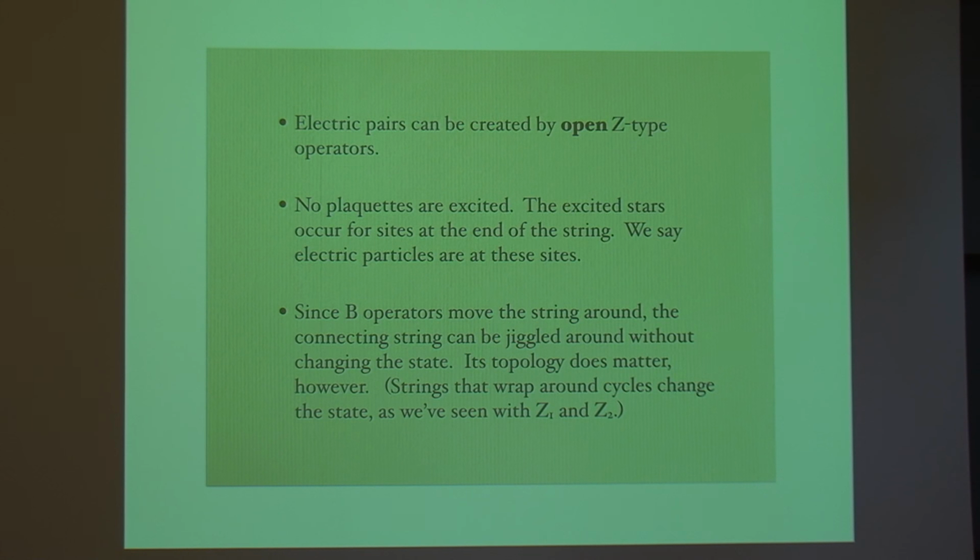excitations at the end. Electric pairs can be created by open Z-type operators. So that's a string in the actual lattice, multiplied by sigma z's along the string, and that will disrupt the A operators, not the B. It won't disrupt the B operators because it's all multiplying by, I'm sorry, it won't disrupt the A operators because it's all multiplying by sigma x's, but it will disrupt the B operators on the plaquette that surround the end. So you'll have a -1 eigenvalue for each of the B operators at the end, and that's producing a pair of electric charges.